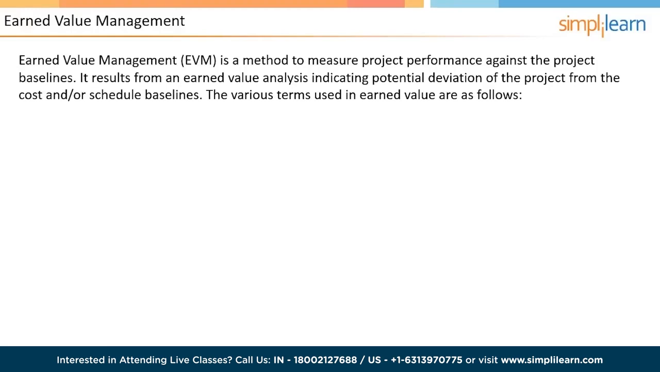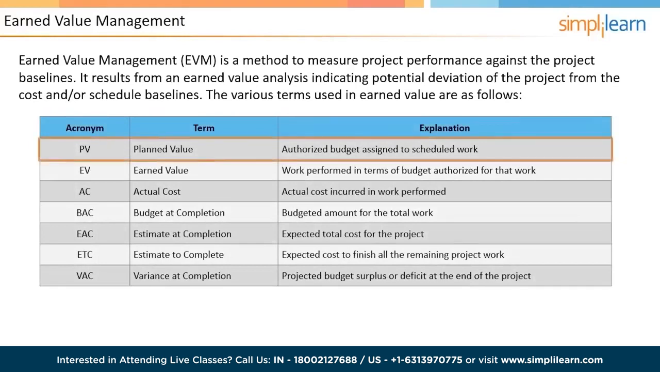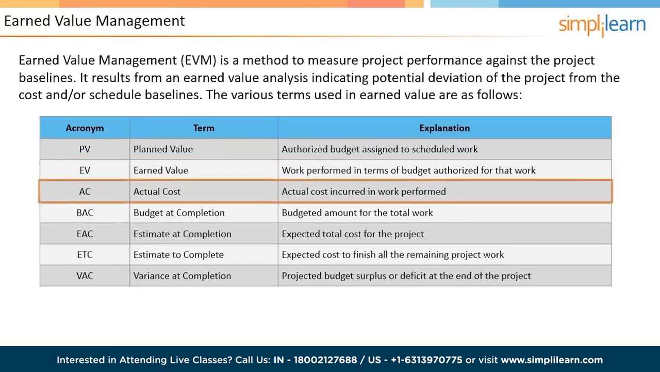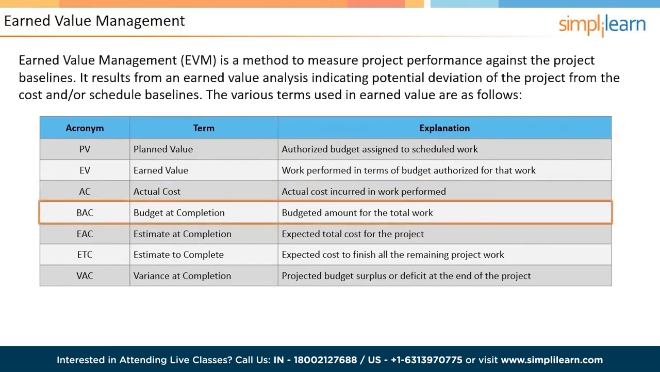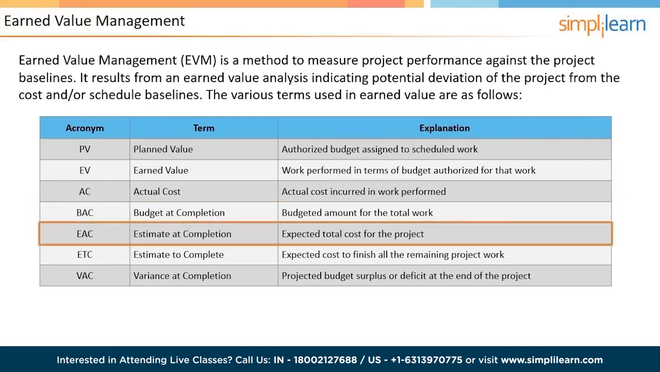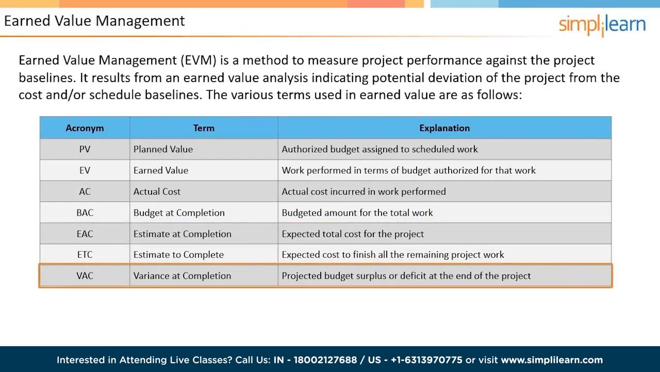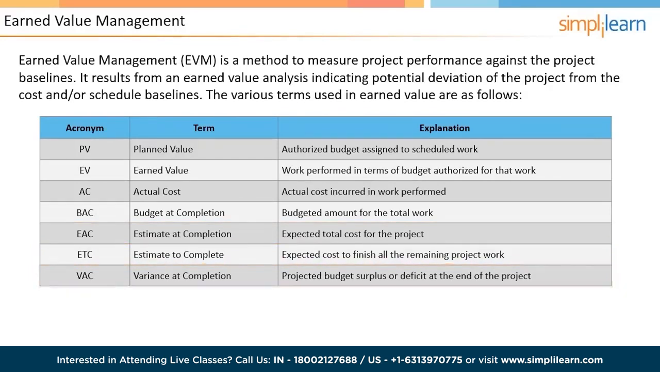There are various terms used in earned value technique. Planned value is the authorized budget assigned to the scheduled work. Earned value is the work performed in terms of budget authorized for that work. Actual cost is the cost incurred in work performed. Budget at completion is the budgeted amount for the total work. Estimate at completion is the expected total cost for the project. Estimate to complete is the expected cost to finish all the remaining project work. Variance at completion is the projected budget surplus or deficit at the end of the project.